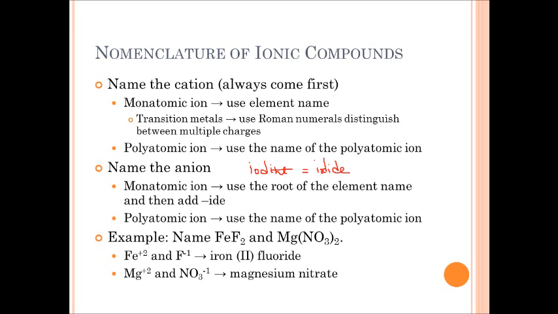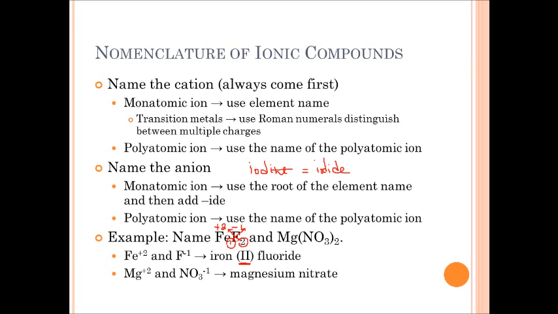So here's an example. Name FeF2 and Mg(NO3)2. Well, F is minus 1 because it's in group 17, and there's 2 of them. So then Fe has to be plus 2. You also notice here we can kind of go backwards. There's an understood 1 here, and we can use our reverse swap and drop to figure out what the charges have to be. So we have Fe plus 2, and that combines with F minus 1. Because Fe is a transition metal, we say iron(II), which is our Roman numeral, that's the charge of iron, fluoride. So we take fluorine, we drop the INE, and add the IDE.